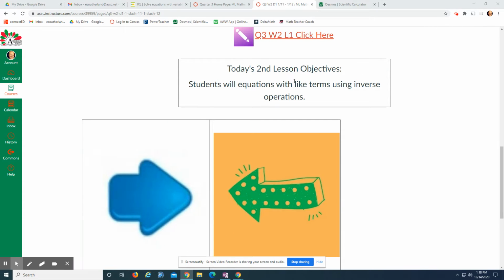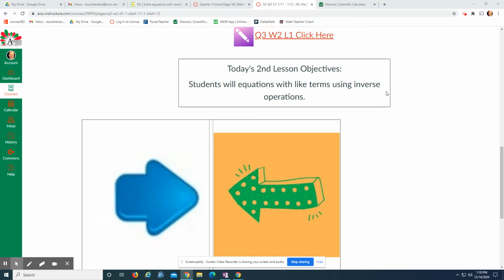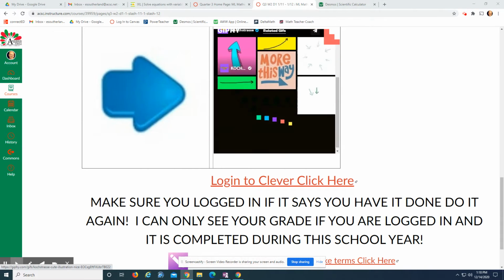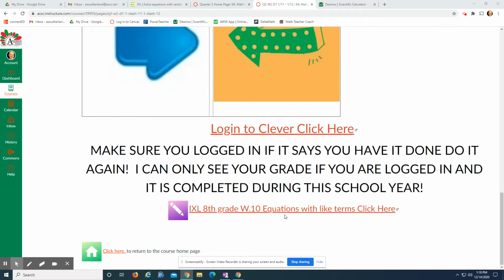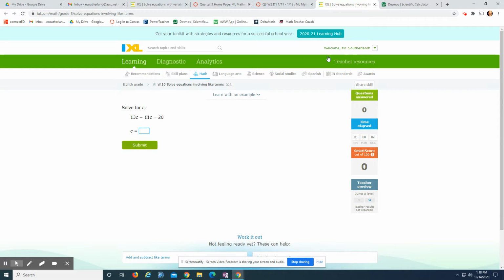Your second assignment for today is students will solve equations with like terms using inverse operations. And so this is an IXL assignment. So make sure that you're logged in. You can log in through Clever by clicking here. Once you're logged in, you can click on the assignment and it will take you to the assignment. Make sure that your name is listed here or the assignment will not count.